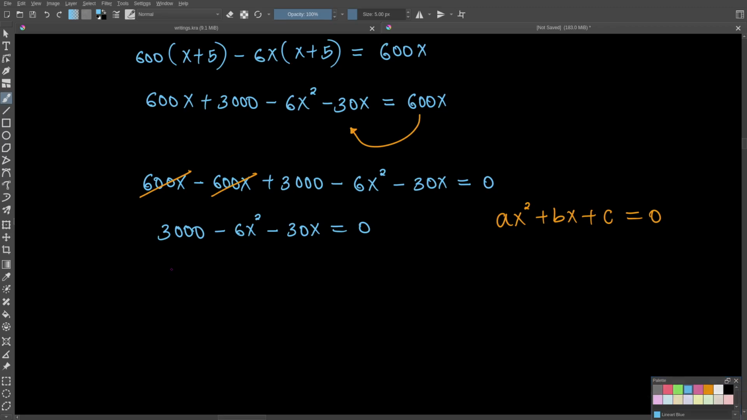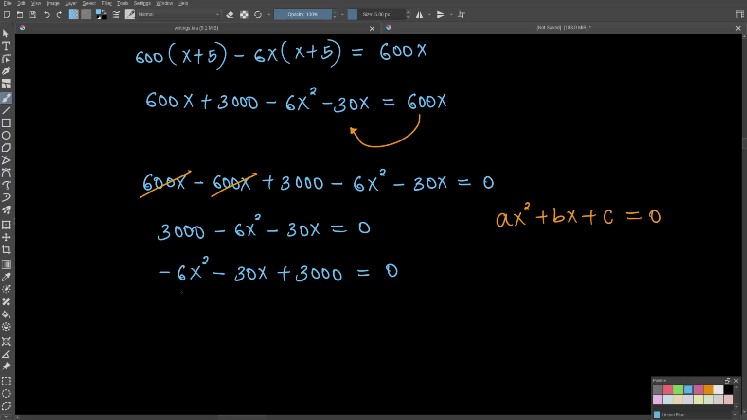So in our case, we are going to start with the x squared. So we have negative 6x squared. Then we go to the x term. So we have minus 30x. And then we have plus the c term, 3000 in our case. And all this is equal to 0.